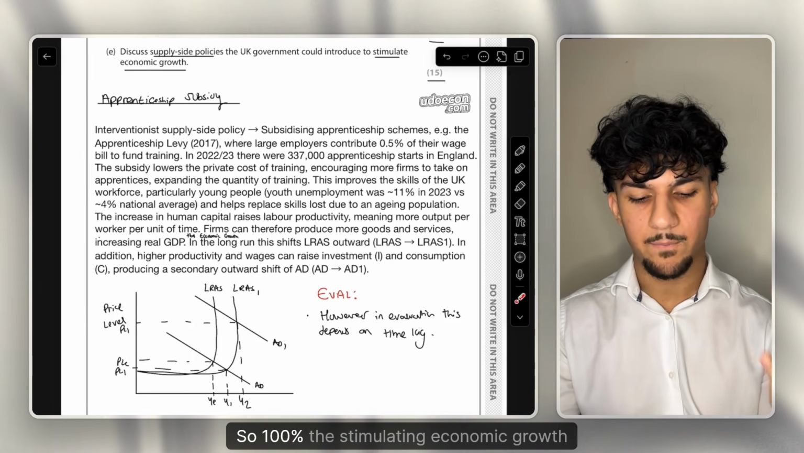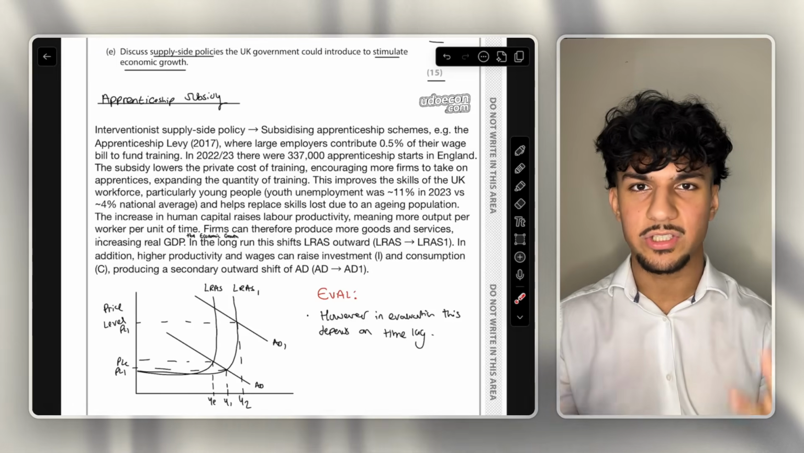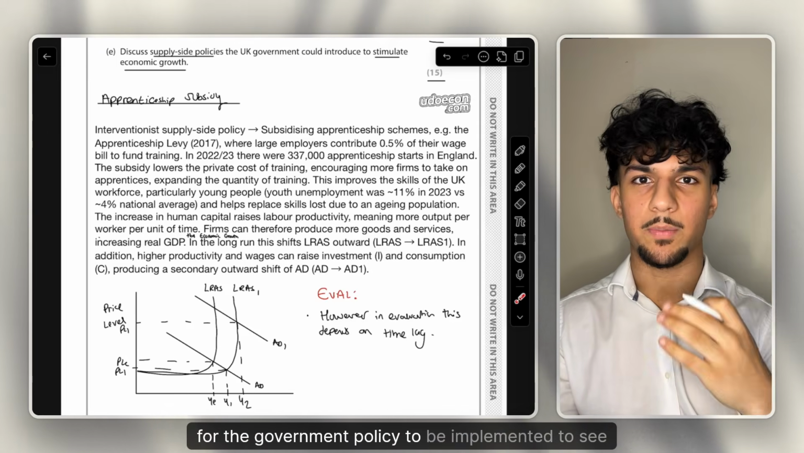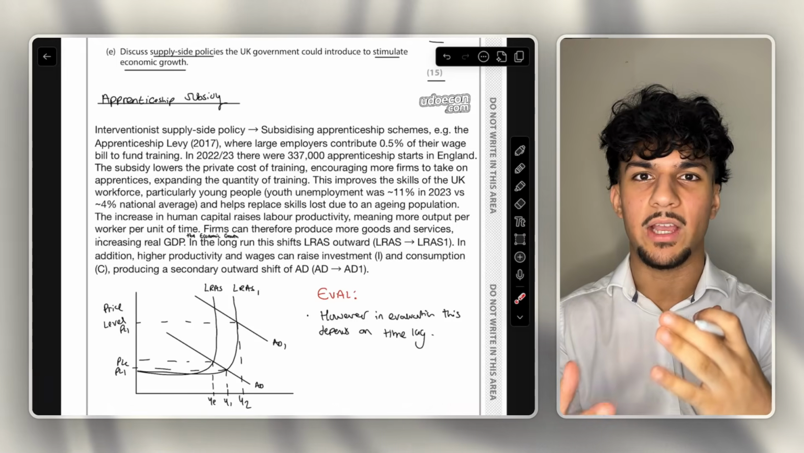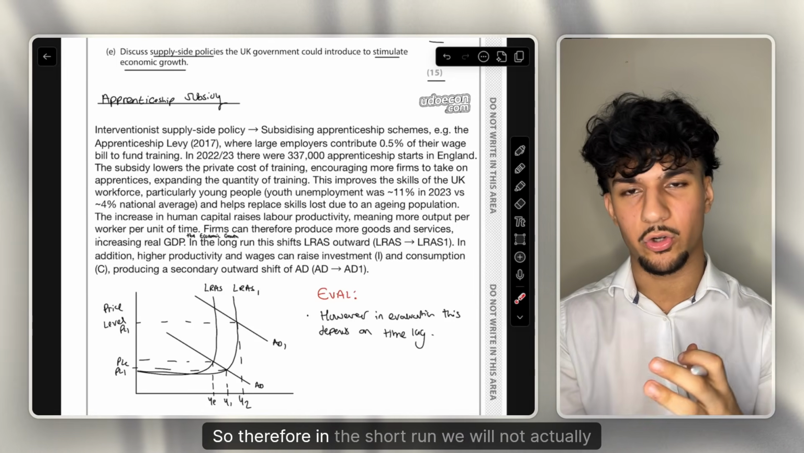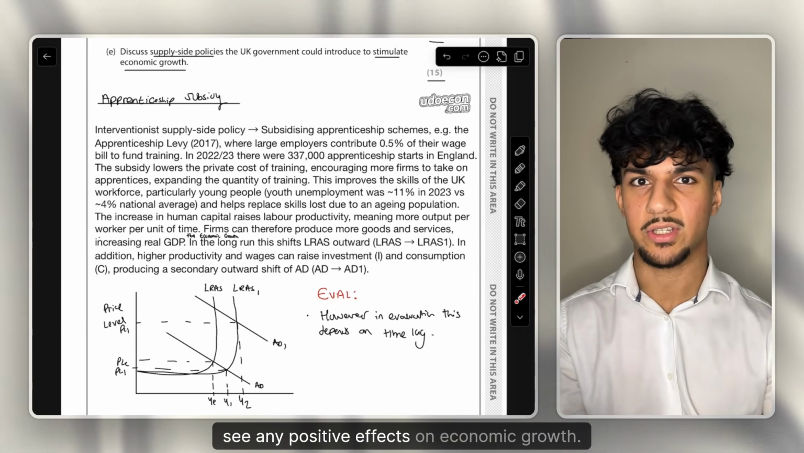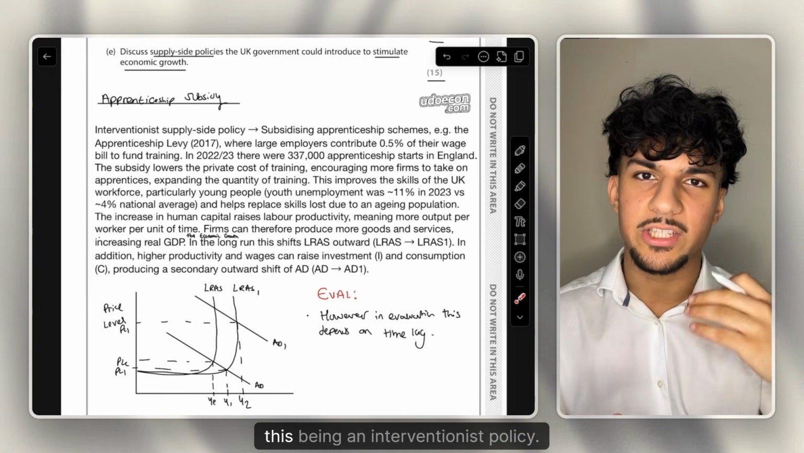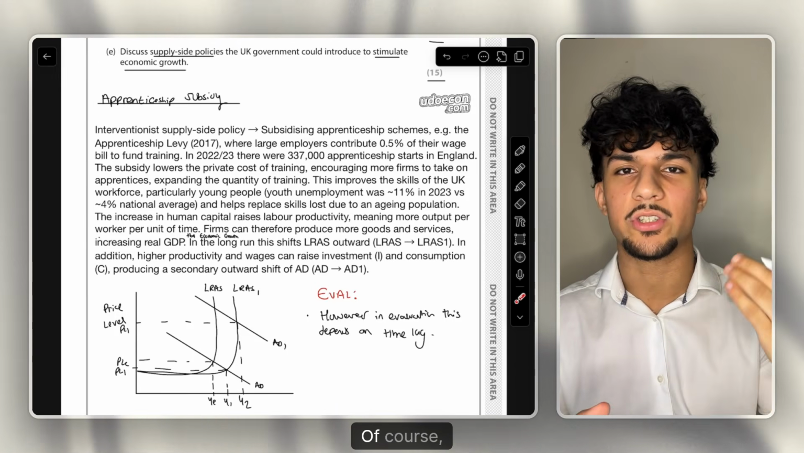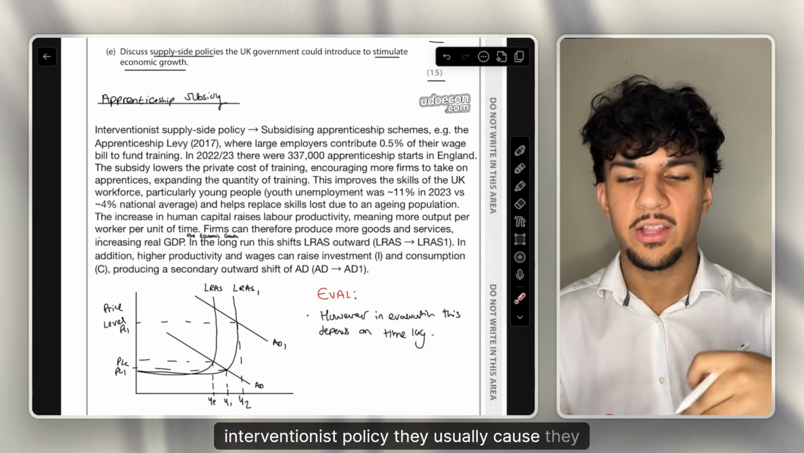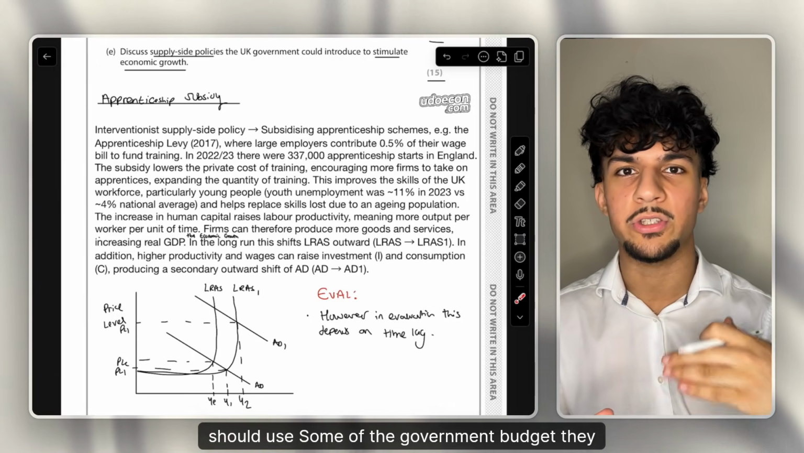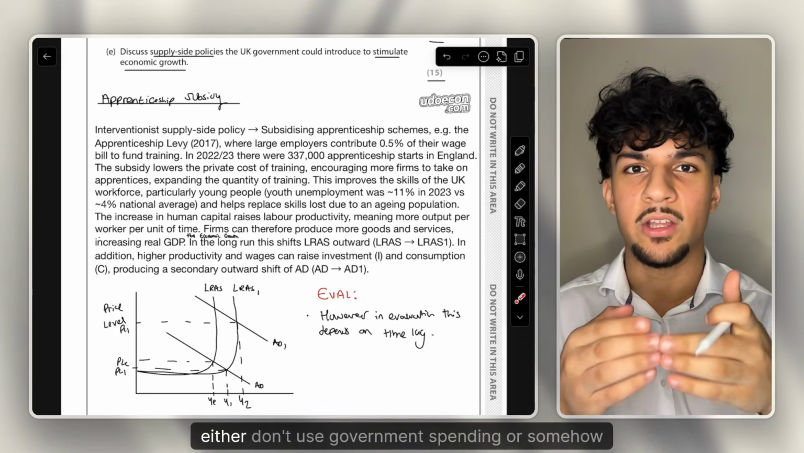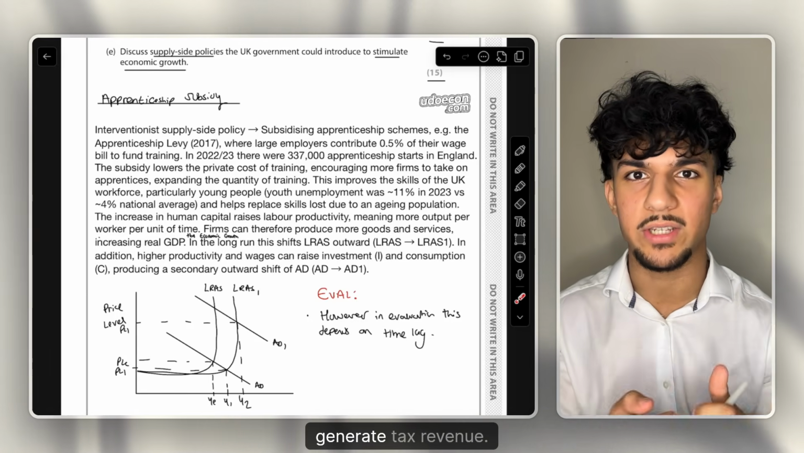So 100%, the stimulating economic growth does depend on the time frame, as it takes 12 to 18 months for the government policy to be implemented to see any sort of effects in the economy. So therefore, in the short run, we will not actually see any positive effects on economic growth. And of course, that little bit to the fiscal deficit, you can link that to this being an interventionist policy. Since of course, interventionist policy, they usually use some of the government budget, they usually use government spending, whilst market-based policies, they usually either don't use government spending or somehow generate tax revenue.